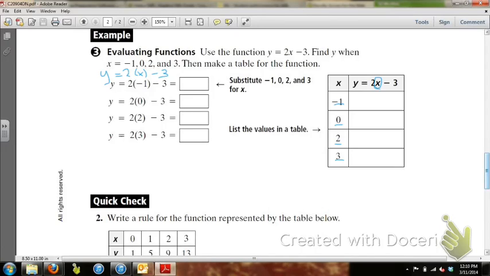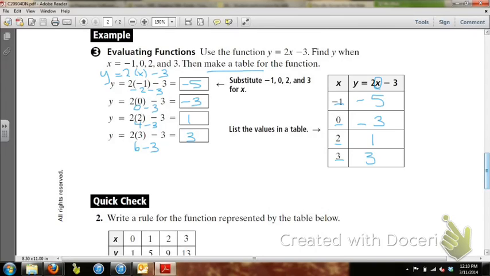So the first x value, 2 times negative 1 is negative 2, minus 3 is negative 5. 2 times 0 is 0, minus 3 is negative 3. 2 times 2 is 4, minus 3 is 1. 2 times 3 is 6, minus 3 is 3. Okay, so that's all they wanted you to do is make a table. So we did that. Okay, now you're going to try the quick check.